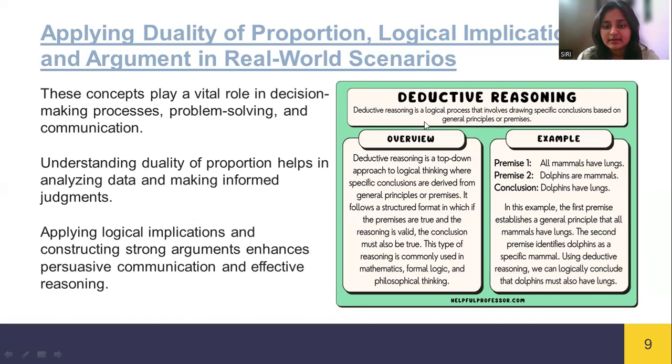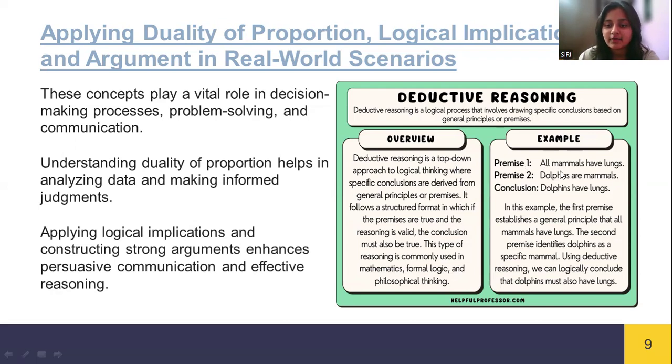Deductive reasoning. Deductive reasoning is a logical process that involves drawing specific conclusions based on general principles or premises. Overview: deductive reasoning is a top-down approach to logical thinking where specific conclusions are derived from general principles or premises. It follows a structured format in which, if the premises are true and the reasoning is valid, the conclusion must also be true. This type of reasoning is commonly used in mathematics, formal logic, and philosophical thinking.